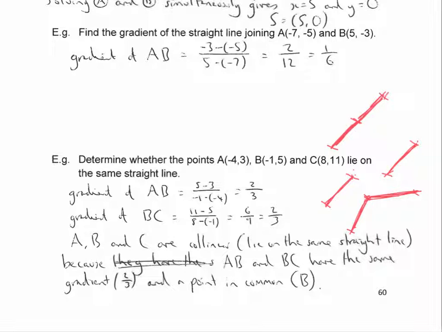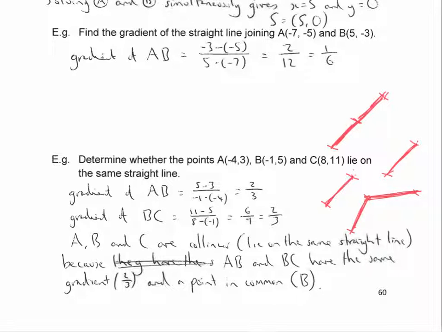So I'm going to find the gradient of AB, and I get 2/3. I'm going to find the gradient of BC, and I get 2/3. This is promising. This means that AB and BC have the same gradient, but at this point they might be completely disjointed. But in this case it's quite obvious, because I'm told by the nature of the question that B is a point in common. So A, B and C are collinear, or lie on the same straight line, because they've got the same slope, so they're not going to bend halfway through, and because they have a point in common.